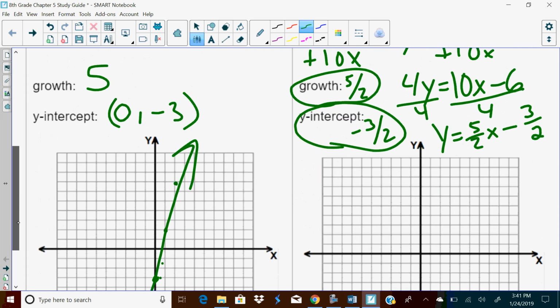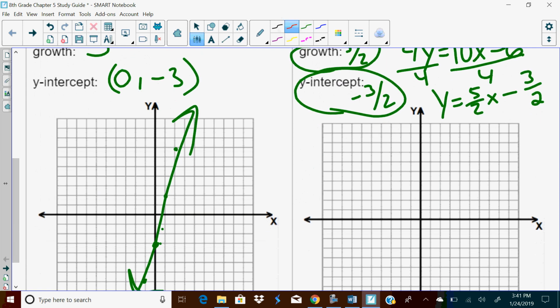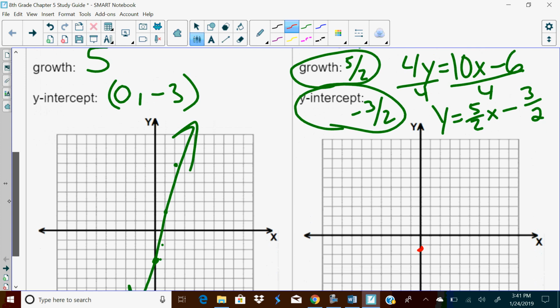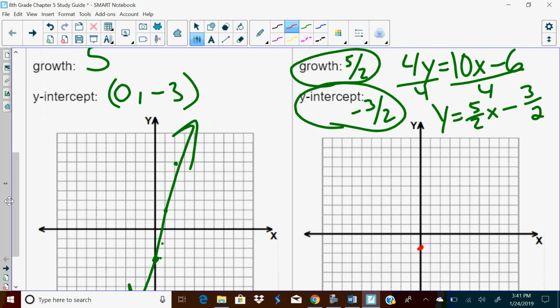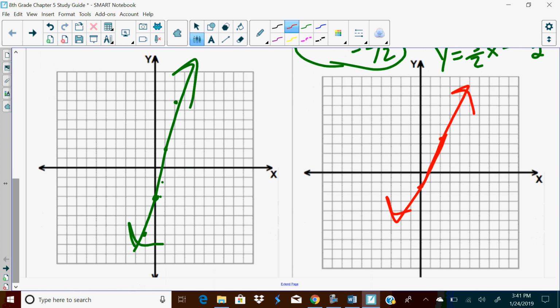So I'm going to start my graph. This one's a little bit different. Negative 1.5, so it'd be between the two lines. And then my growth is 5 over 2, which means I'll go up 5: 1, 2, 3, 4, 5, and over 2, which we haven't really talked about yet. So expect the problems that are on your test to have whole numbers as the growth and the y-intercept.